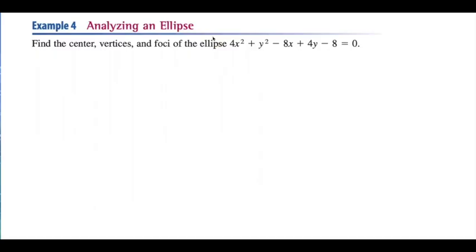I'm going to graph it anyway, because I think graphing it makes it easier to find the rest. We'll start the same way. Step 1, rearrange all the x's and the y's. We're going to have 4x squared minus 8x, and leave a little bit of space, and we're going to do our y's. Plus y squared plus 4y. Then we're going to move over our constant, equals 8.